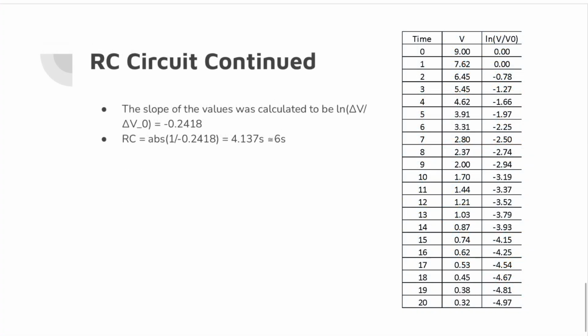Here's the breakdown of the time-dependent voltage and the current in the DC circuit. We see that the slope of the values was calculated to end up being negative 0.2481. This is when we took the natural log of the change in voltage divided by the change in voltage naught. Then to find the resistance of the RC circuit, we're going to take the absolute value of the inverse of this, being 4.137 seconds, which ended up approximately being equal to our initial expected value of 6 seconds.